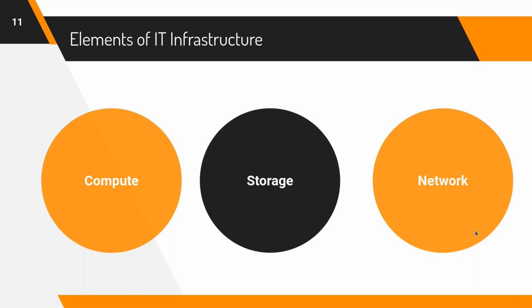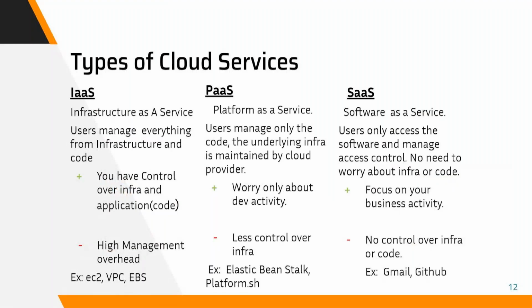And then network. How do you wire all these virtual machines? How do you wire them to firewalls? How do you wire them to routers and all these things? That forms your networking part. Your load balancers, your firewalls, your switches, routers, all these things are part of your network. Okay, so based on the type of service you are provided, cloud services are generally divided into three types.